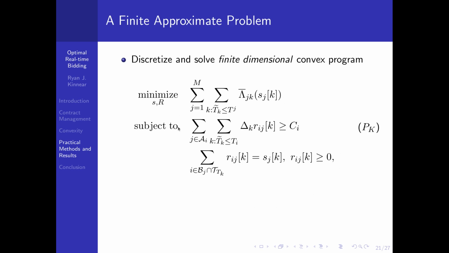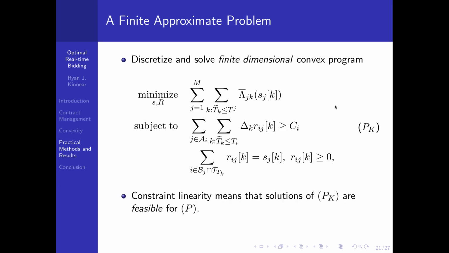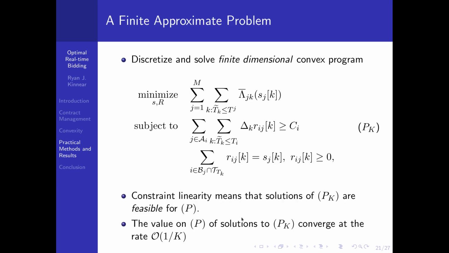Now this is a finite problem. There's surely much better algorithms than just this discretization, and that's a topic that I'm working on now. But this is a fairly reasonable first pass at this problem. We just discretize in time and solve this finite convex programming problem. As well, this has some nice properties. Because the constraints are all linear, solutions of this problem are feasible for the original problem, and by looking at the particular way we discretize this integration, we can show that the quality of the solution converges at the rate 1 over K, where capital K is the number of discretization points.